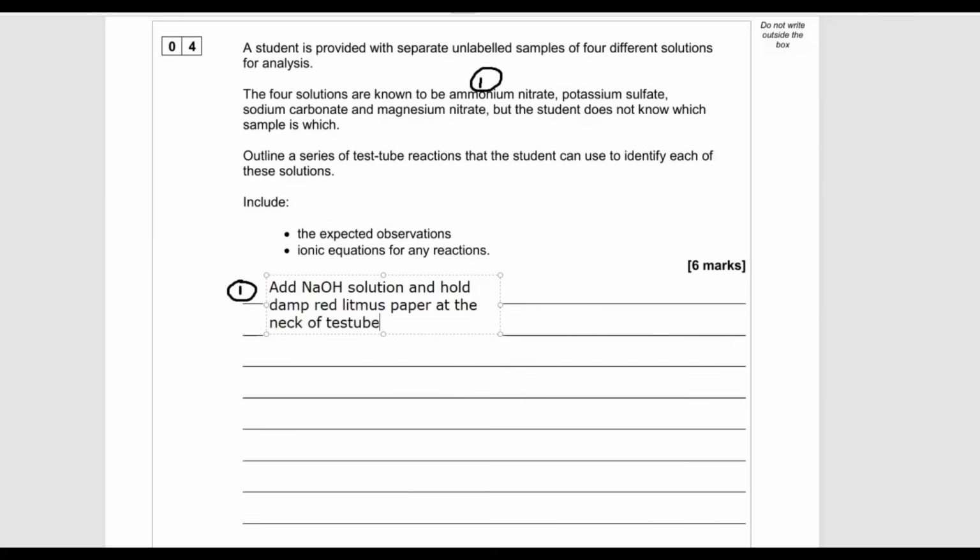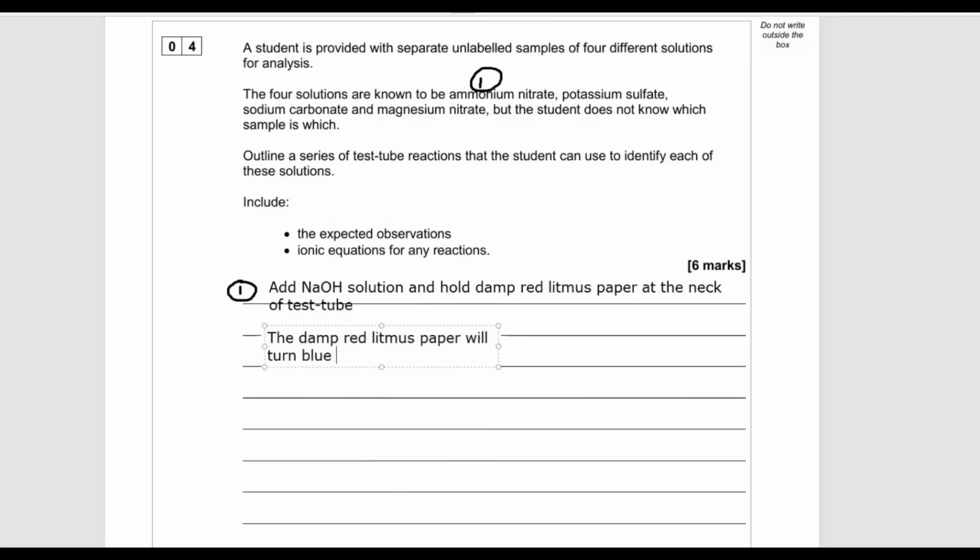Obviously, you'd do this for all 4 test tubes, but the positive result would be that you hold damp red litmus paper at the neck of the test tube. And of course, that's going to release ammonia gas. The ammonia gas is going to turn the damp red litmus paper blue, and that's going to identify which tube has the ammonium nitrate. So that reaction will only happen with one of the tubes.